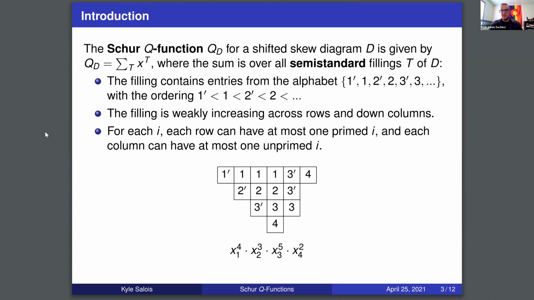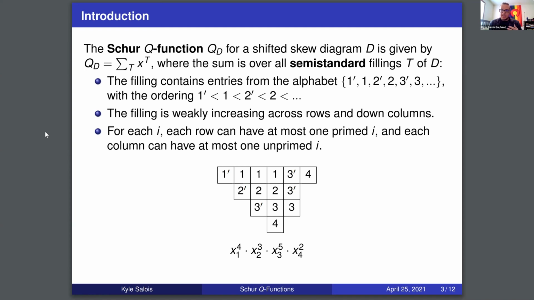So what are these Schur-Q functions? Well, if I have some shifted diagram D, which could be either a straight shifted shape or a skew shifted shape, the Schur-Q function is given by Q sub D as the sum over all semi-standard tableaux T of the shape D of this monomial x to the T. If you're familiar with symmetric functions, you know what this x to the T is. You take the weight of the content of whatever your filling is.